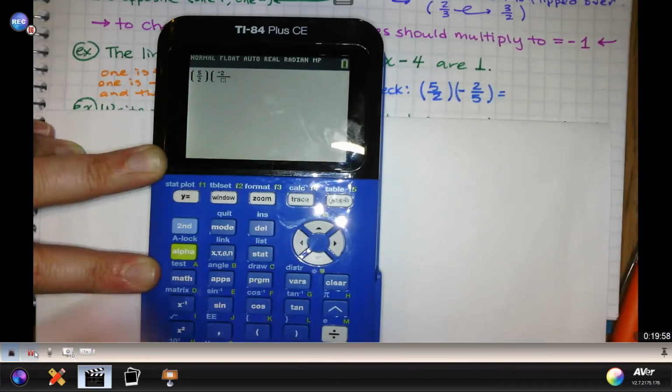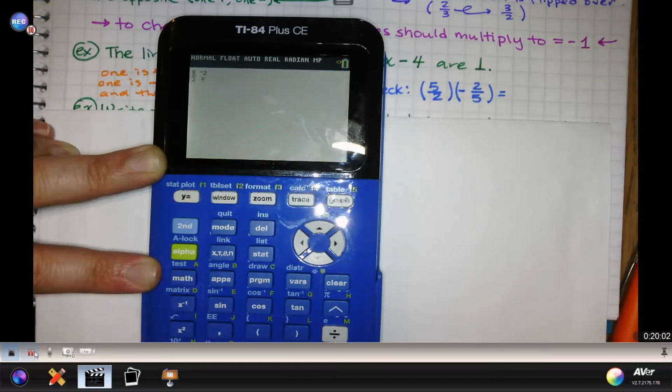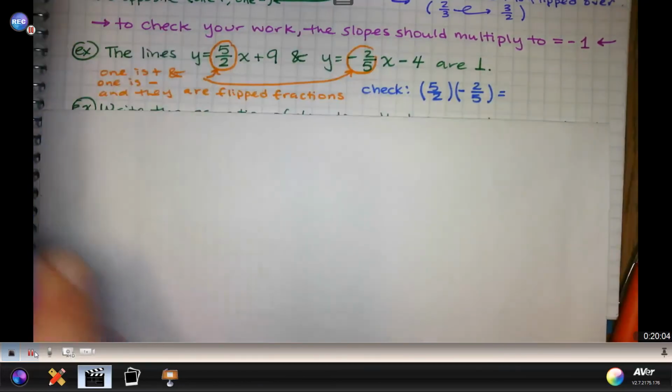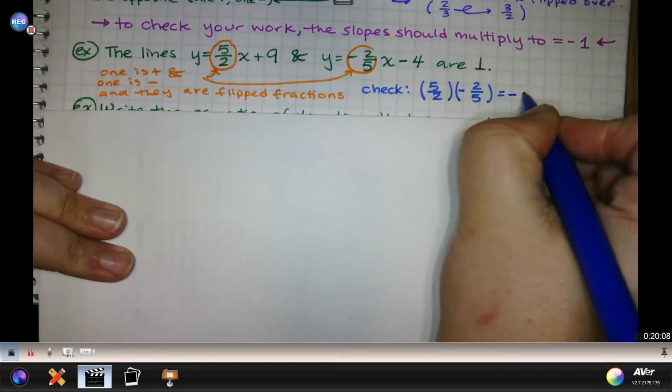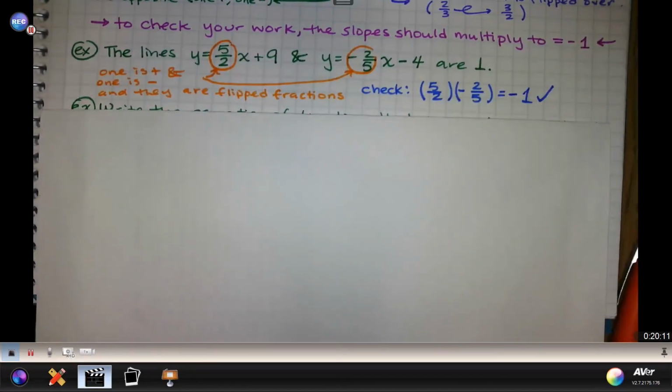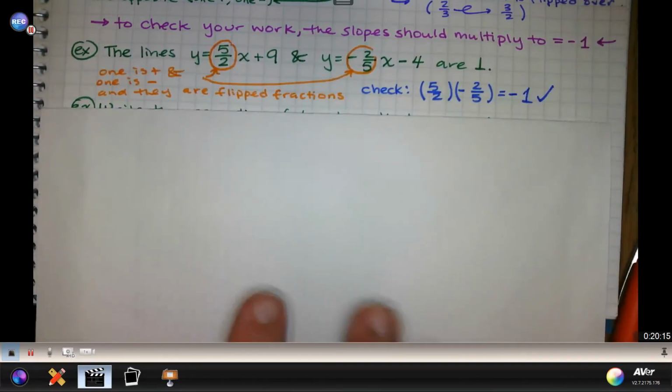Negative 2. Again, you could put it out front. Just make sure you only do the negative sign once. 2 over 5. Oh, and wouldn't you know it, it's negative 1, even though it took me a hot minute to enter it in. Negative 1. Good. So that must mean that they are perpendicular. Opposite reciprocals, and they multiply to negative 1.